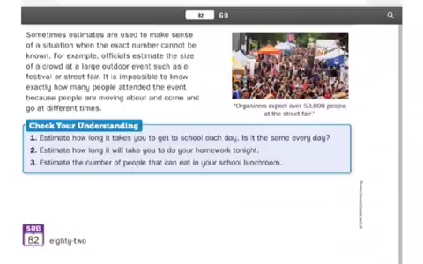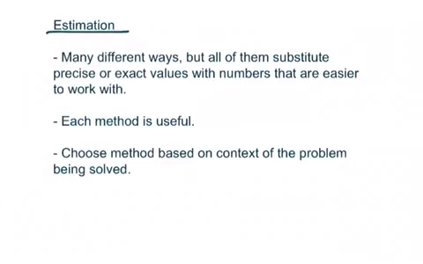The page goes on to say, sometimes estimates are used to make sense of a situation when the exact number cannot be known. For example, officials estimate the size of a crowd at a large outdoor event, such as a festival or a street fair. It is impossible to know exactly how many people attended the event because people are moving about and come and go at different times. So you can see the nice picture there with the caption saying, organizers expect over 50,000 people at the street fair. So that's what the SRB has to say about estimating.